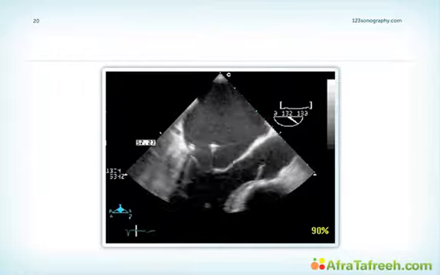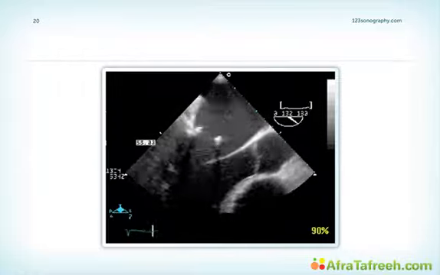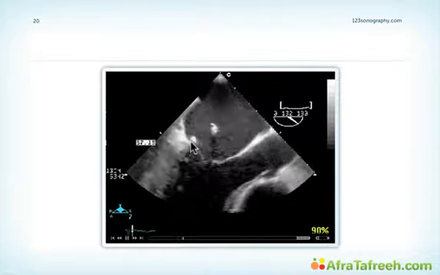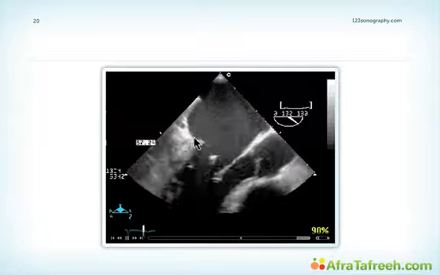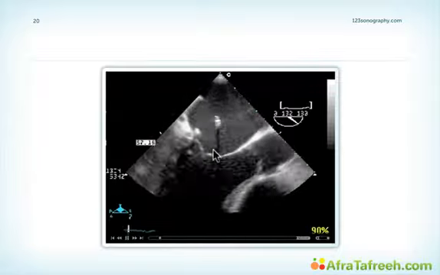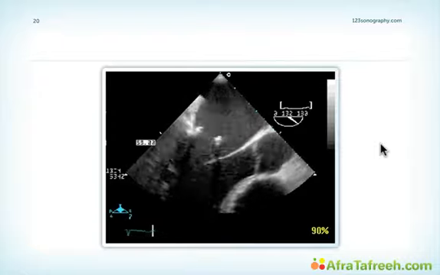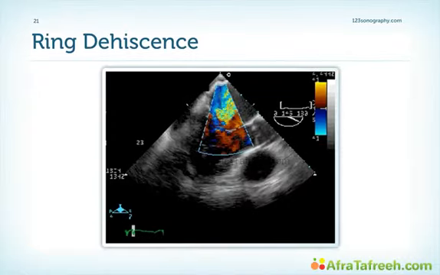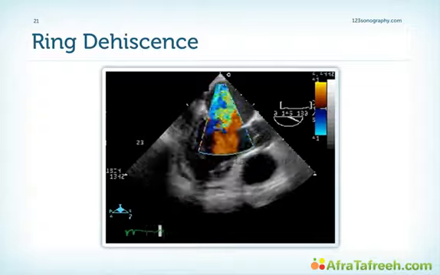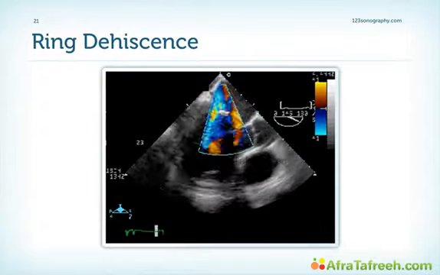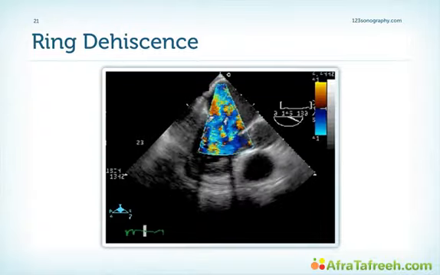And here we have an almost complete dehiscence of the ring. You can see that the ring is only attached on a small portion to the posterior ring of the mitral valve, and the other part of the ring moves freely up and down. And you can imagine that this patient has severe regurgitation. I think here there is no question. This is a clear-cut indication for repeat surgery.